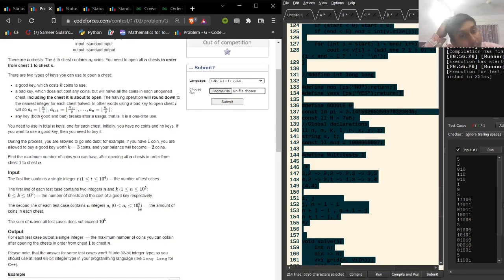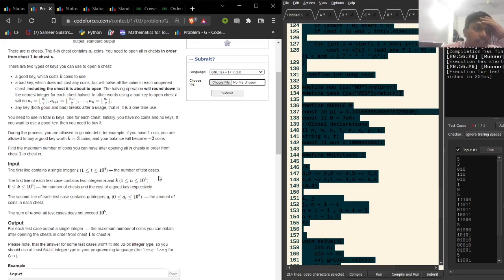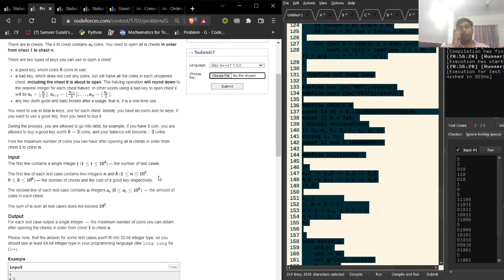Initially you have no coins and no keys. If you want to use a good key, then you need to buy it. During the process you are allowed to go into debt. For example, if you have one coin and you are allowed to buy a good key worth k, then your balance becomes minus 2 coins. Find the maximum number of coins you can have after opening n chests in order from chest 1 to chest n. Wow, interesting.